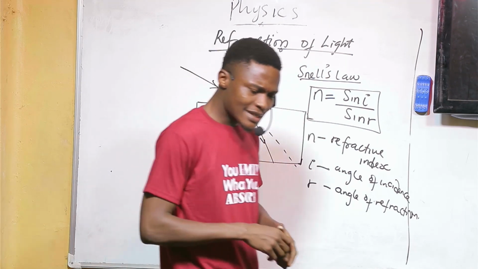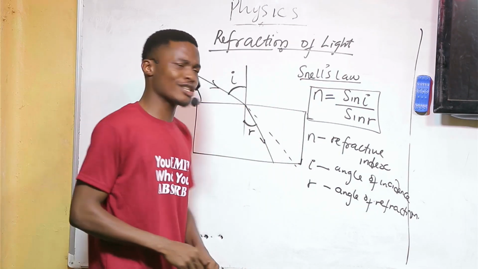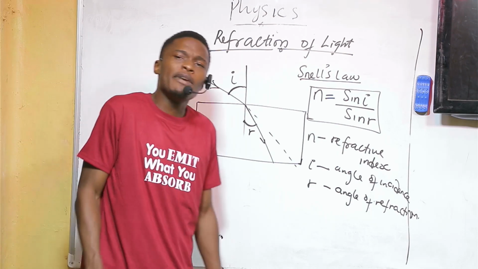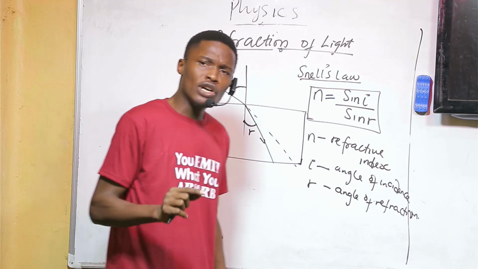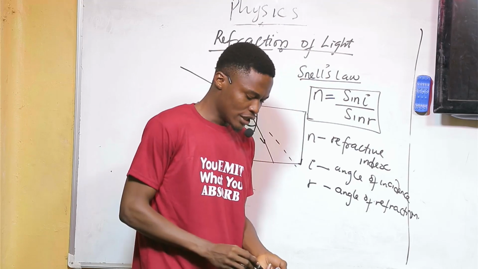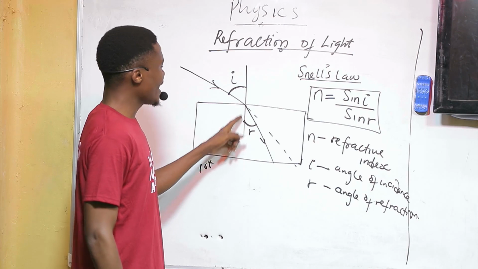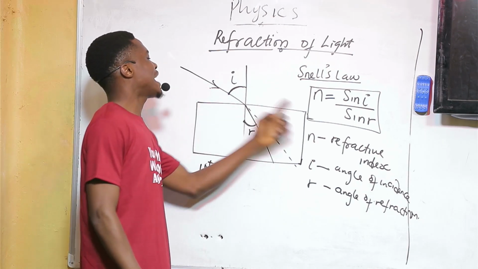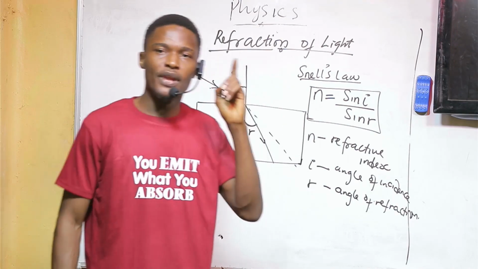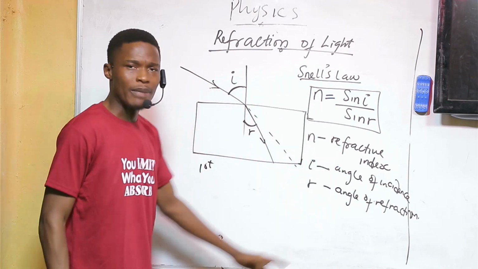Another thing we also need to talk about under the laws of refraction is the first law of refraction. I did not talk about that. The first law of refraction is similar to the first law of reflection. You just replace the reflected ray with the refracted ray. So the first law is saying that the incident ray, the normal, and the refracted ray all lie on the same plane, just like in the case of reflection. That is what that law is trying to talk about.